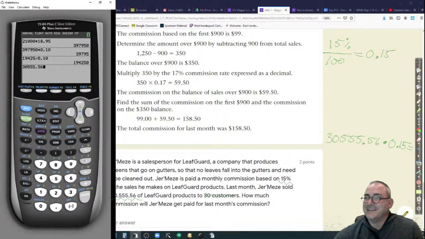$30,555.56 times. Here's how I'm going to do that. I'm going to do it special this time. I'm going to express it like this. It'll come out the same way as if you put 0.15. It really will. Because if I put this in parentheses, it'll do this division first, and then it'll multiply. All right, $4,583. I always get tricked by that highlighter. $4,583. And my threes are just suffering today. Ooh, that's terrible. Try again.